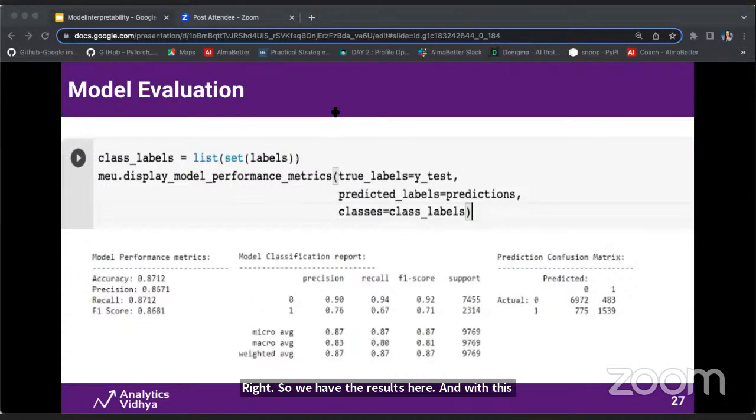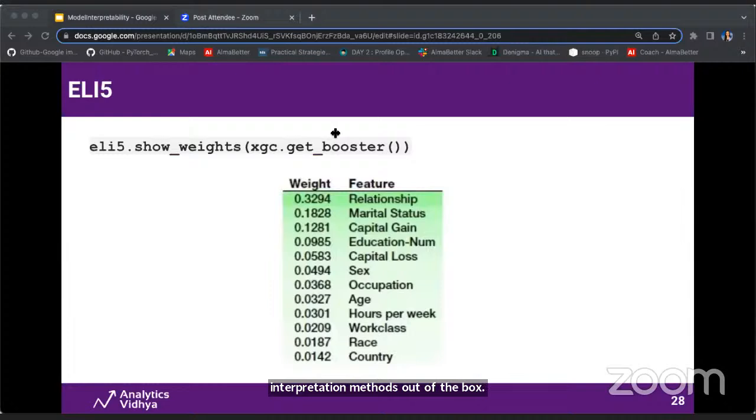So like we discussed, we have default model interpretation methods. By default, it is difficult to gauge on specific model interpretation methods out of the box. Here, we have tried to use the ELI5 framework to get the data. So here in this slide, you can see that I've used the show weights method just to see what are the weights for the different features that are there, right?